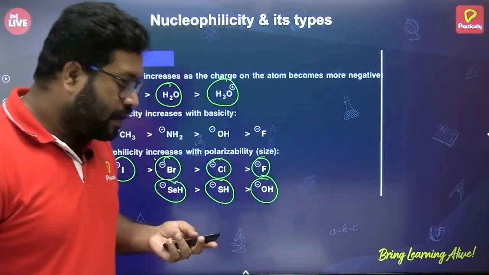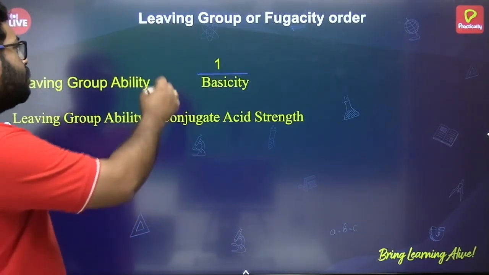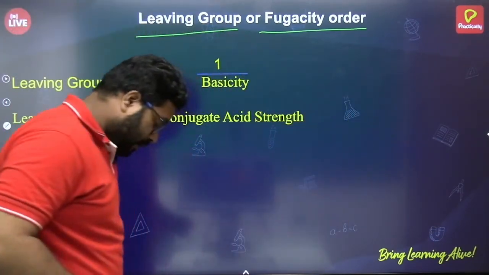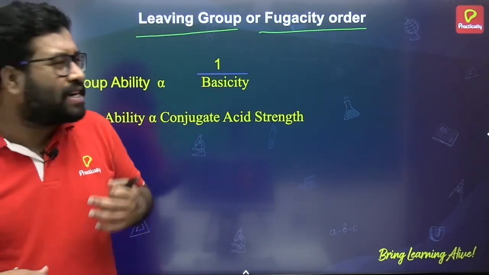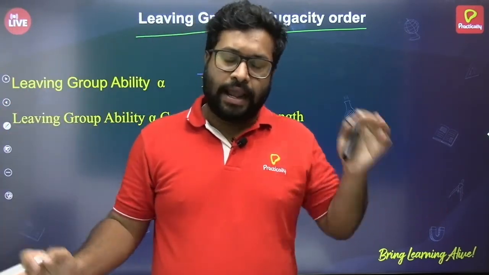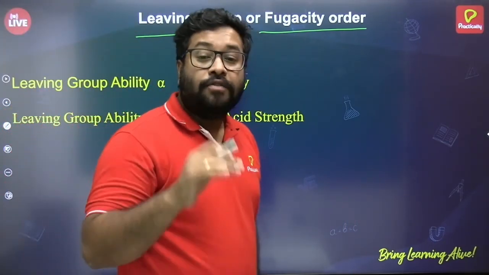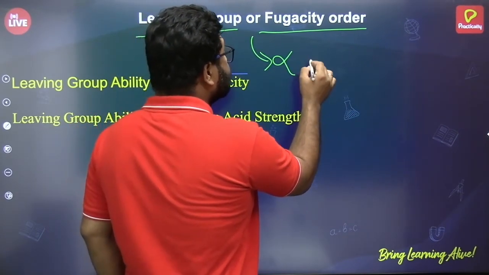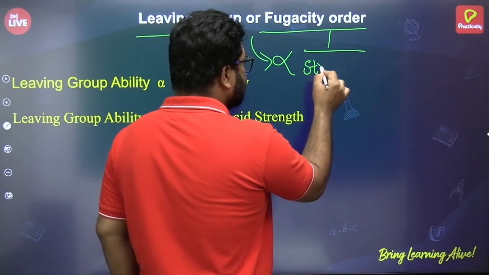Now moving ahead to our last point, and that is leaving group or fugacity order. Don't get carried away by what this fugacity order is. Fugacity order is nothing but leaving group ability. And what decides your leaving group ability? Leaving group ability, or fugacity order, is inversely proportional to the strength of a base.